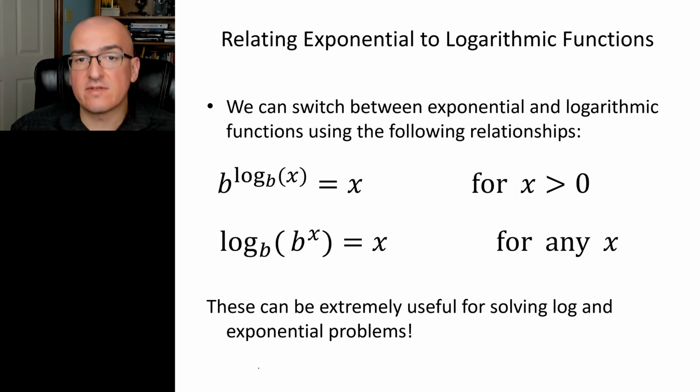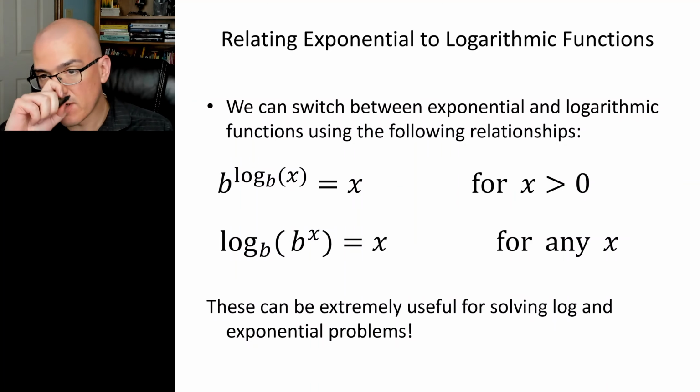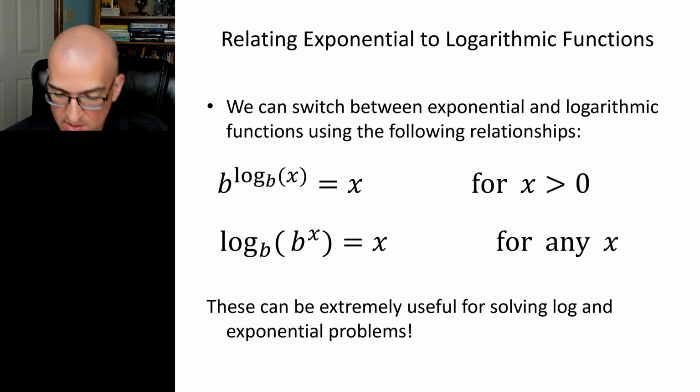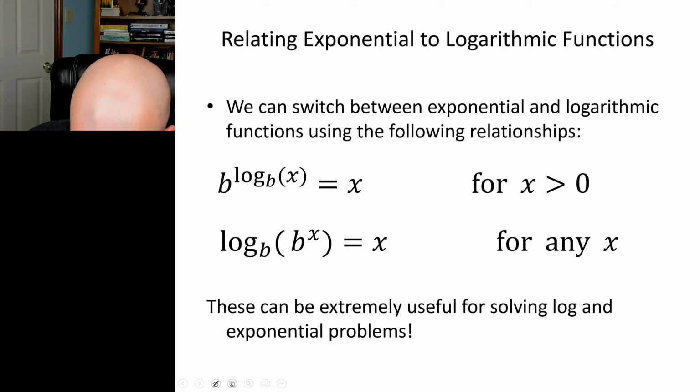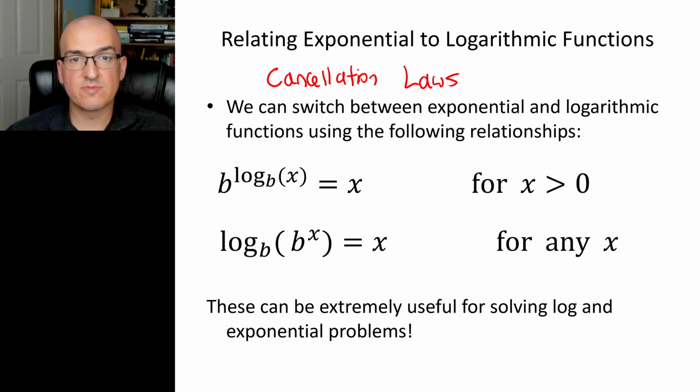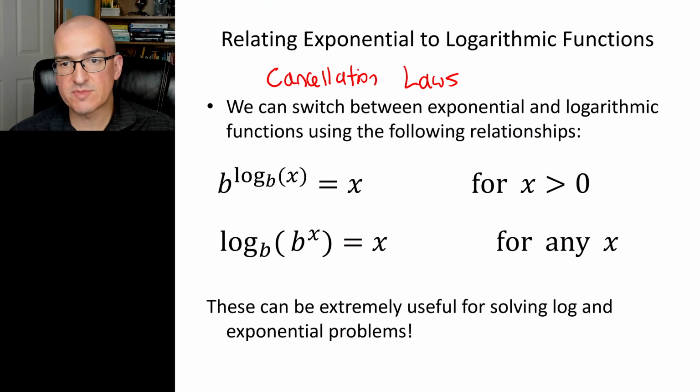We've already seen previously that one of the most powerful ways to work with exponential functions and log functions is through the cancellation laws. I don't even have the language cancellation law here, and I should add it. So these are the cancellation laws in both directions. B to the power of log base b of x is equal to x, and log base b of b to the x is equal to x.